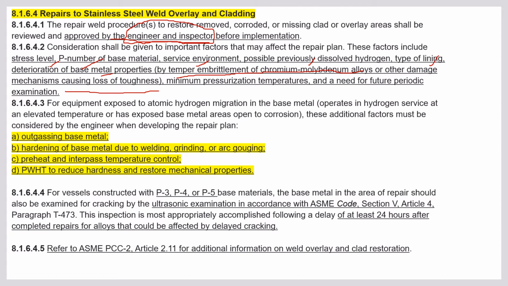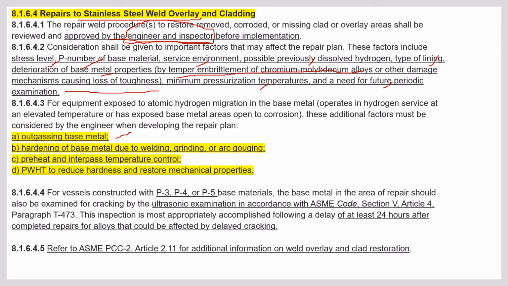Half bead weld technique and temper embrittlement, minimum pressurization temperature, and the need for future periodic examination have to be considered for stainless steel weld overlays, okay. For equipment exposed to atomic hydrogen migration into the base metal, these additional factors must be considered by the engineer when developing the repair plan.